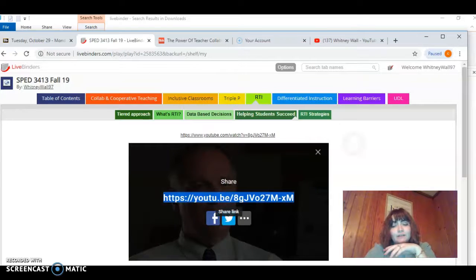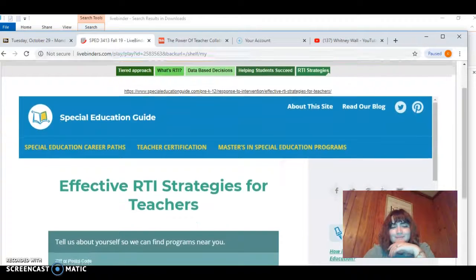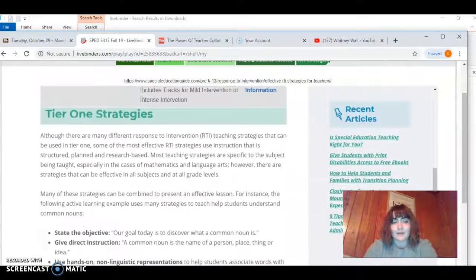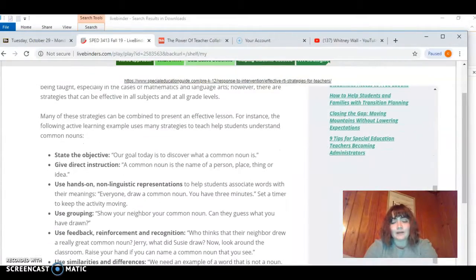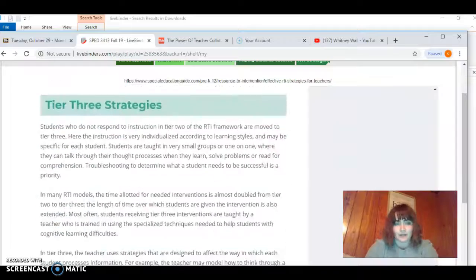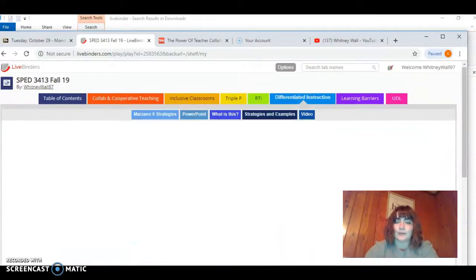I like those little stories. Kind of motivational. Then this is really good that I found. This is a breakdown of some tier 1 strategies, some tier 2 strategies, and tier 3 strategies. So that's just chock full of information.